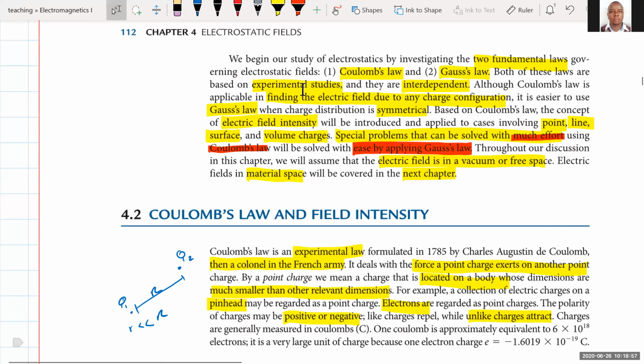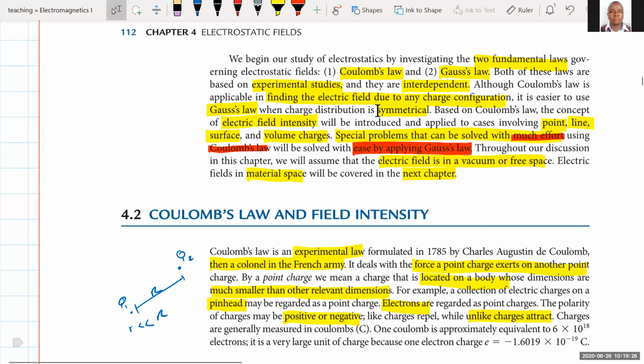Both of these laws are based on experimental studies and they are interdependent. Somehow, what Coulomb's law says might be very similar to what Gauss's law says, except that they say it in different formats or in different ways. Although Coulomb's law is applicable in finding the electric field due to any charge distribution, it is easier to use Gauss's law when the charge distribution is symmetrical.